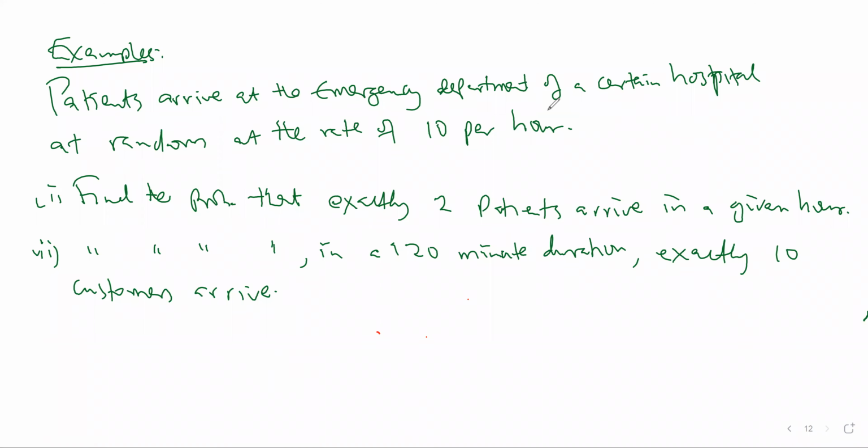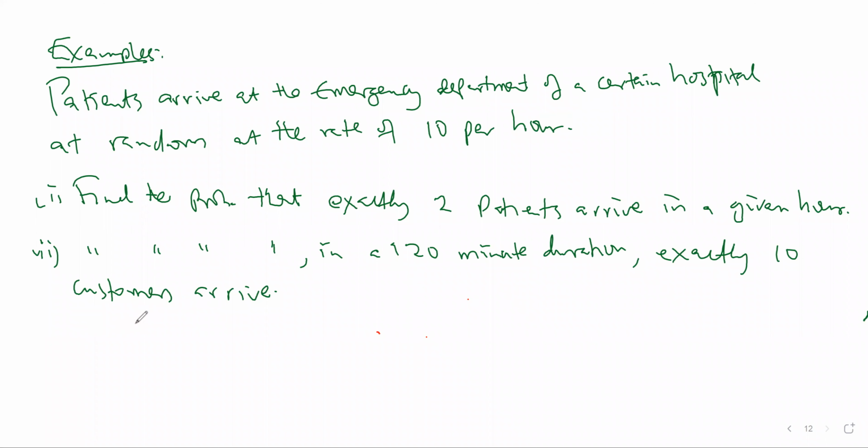And here you are given a question which says that patients arrive at the emergency department of a certain hospital at random at the rate of 10 per hour. Find the probability that exactly 2 patients arrive in a given hour. And number 2, find the probability that in a 120-minute duration, exactly 10 customers arrive. So let's solve those 2 questions and then we shall be done with that part.